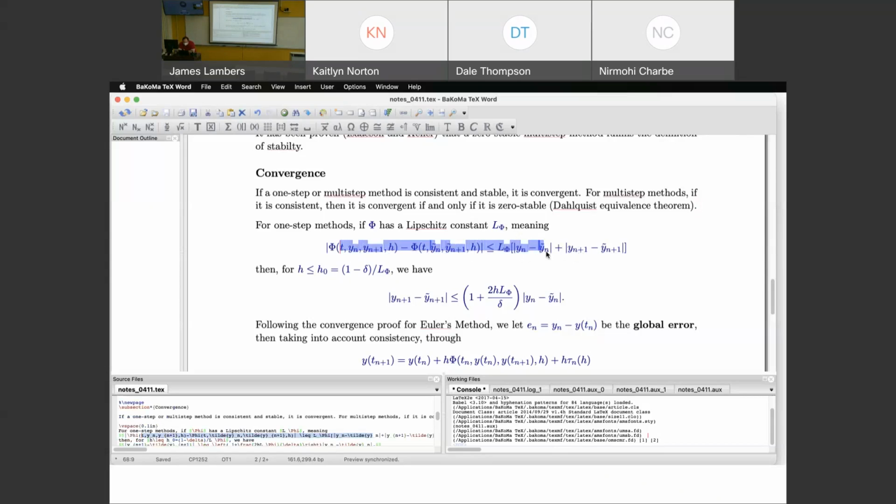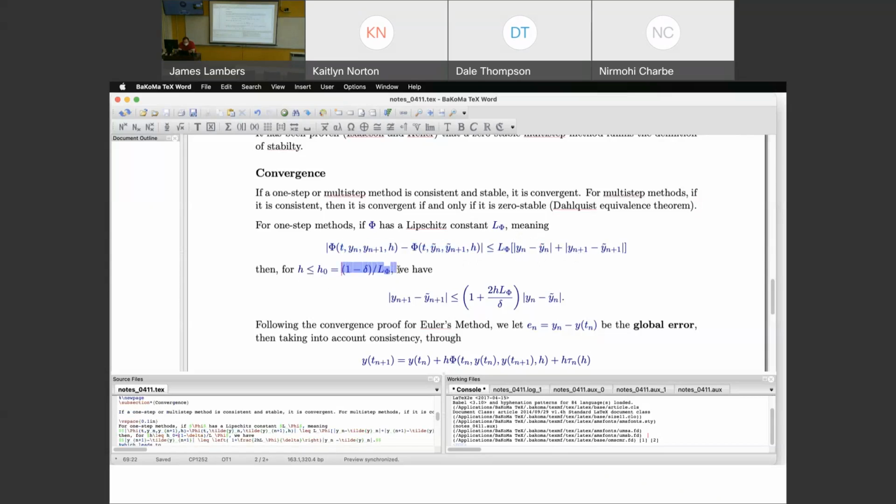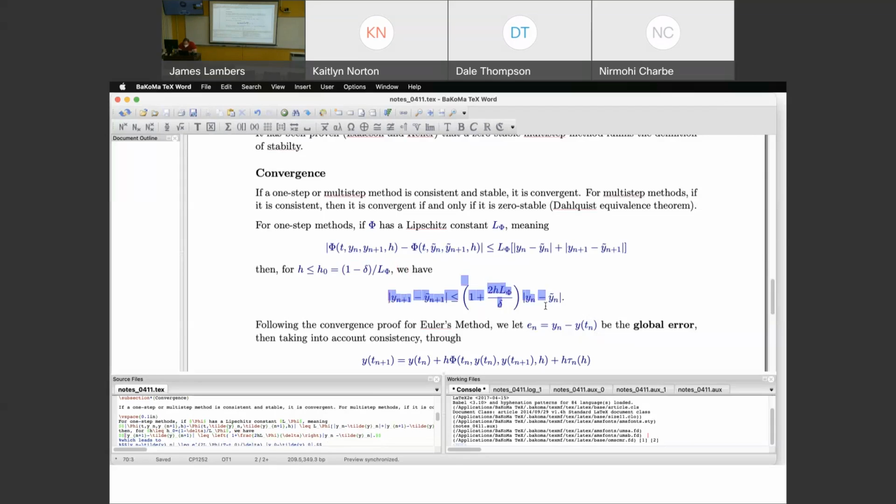So we established this, that gives us stability. Now, for h sufficiently small, in other words, bounded by h naught that's defined to be equal to this, and I gave it a definition of delta last time, then we end up with this. So this I derived last time. The only difference is, again, replacing L1 and L2 by L phi.